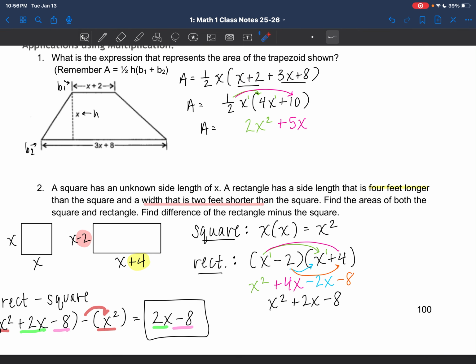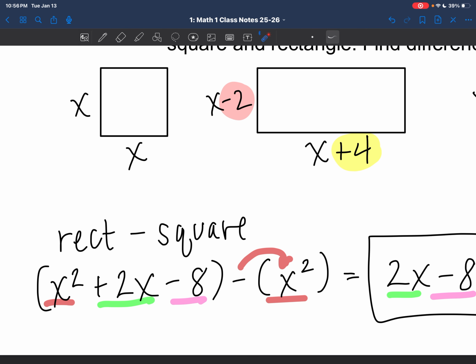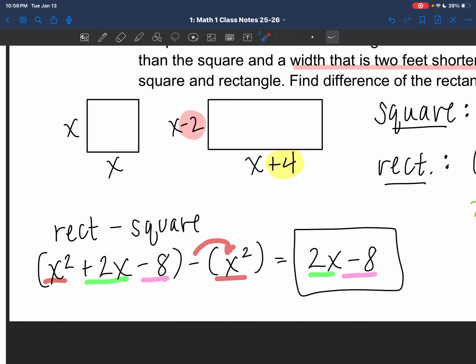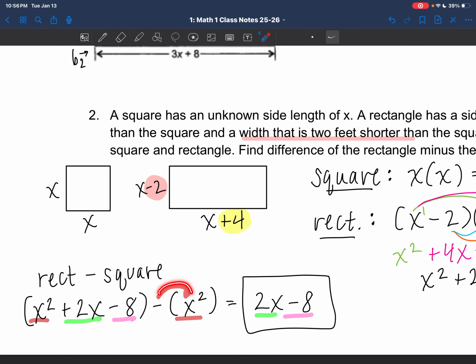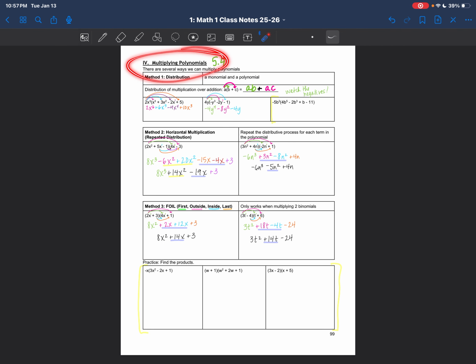Now we have to find the difference of the rectangle minus the square. So rectangle minus square. Rectangle's here, square is here, and we're subtracting. Remember, when you multiply, it's a -1 times x squared, which gives you negative x squared. So that's going to cancel out, and I'm just left with 2x minus 8, and that's your answer. All right, and that is multiplying polynomials.